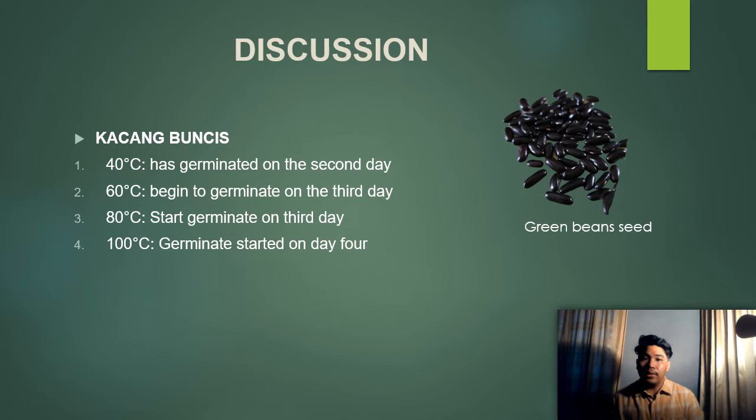Okay, so next is the third discussion about the mini experiment, which is the seed of kacang buncis. Firstly, at 40 degrees Celsius, the seed germinated on the second day. For 60 degrees Celsius, it began to germinate on the third day. And 80 degrees Celsius also started to germinate on the third day. And lastly, at 100 degrees Celsius, the seed started to germinate on day 4.